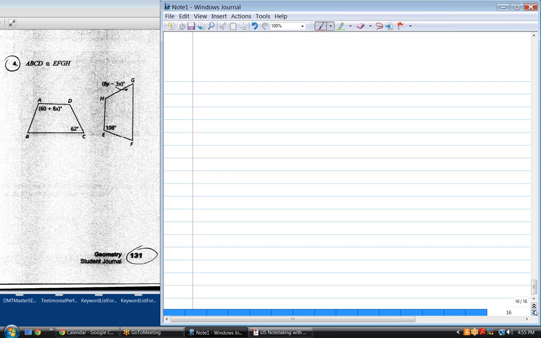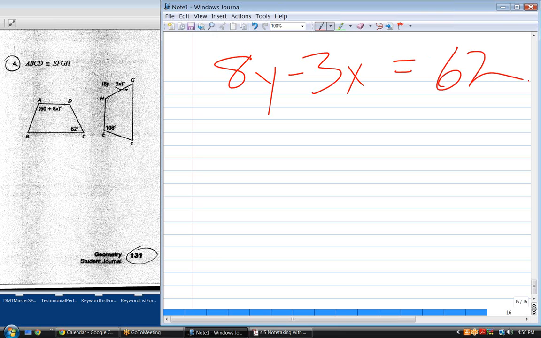Can you figure out the corresponding angles and the corresponding sides? What is angle G equal to? Angle G is equal to angle C. Okay. So I can write 8y minus 3x is equal to 62.